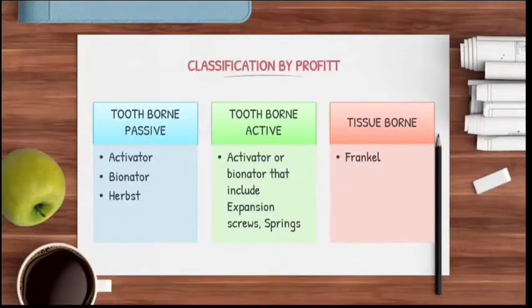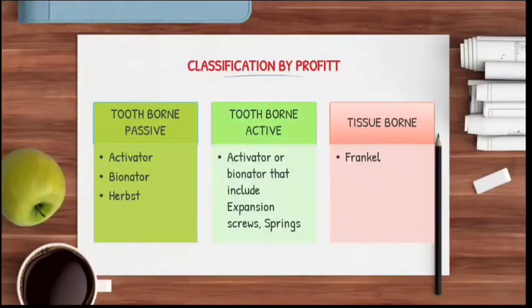And this is the classification by Proffit. He divided it into three types: tooth-borne passive, tooth-borne active and tissue-borne. Tooth-borne passive appliances are purely dependent on soft tissue stretch and muscular activity, but do not have any intrinsic forces, that is, force on the teeth to produce the desired treatment. Examples are activator, bionator and Herbst appliance.